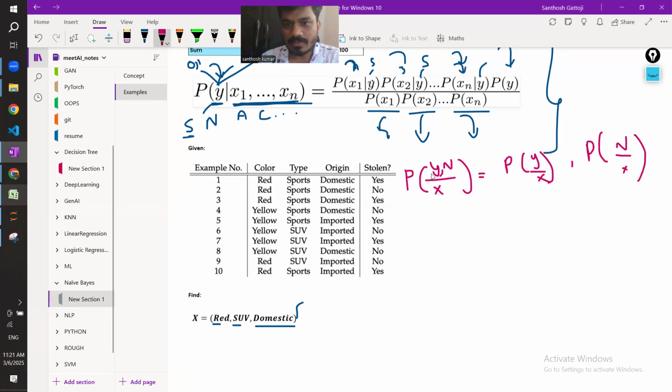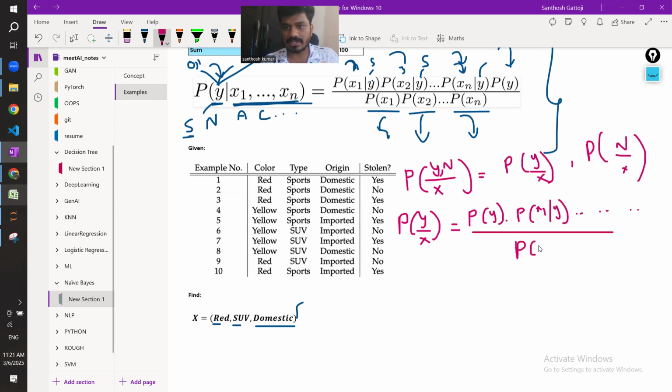Now the probability of yes with respect to X means what? The probability of Y given X is the probability of Y times the probability of each feature given Y. First of all, I'll write the probability of Y here, times the probability of each feature given Y, that means probability of X1 given Y, X2 given Y, like that, divided by the probability of each feature, X1, X2. Clear?